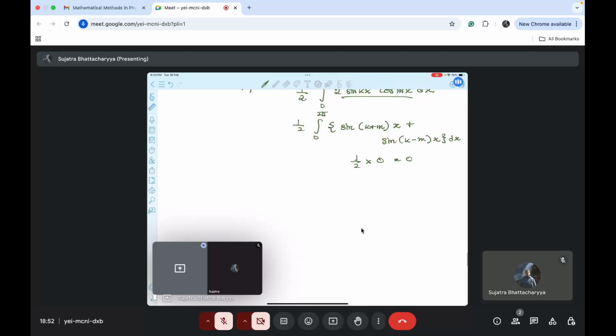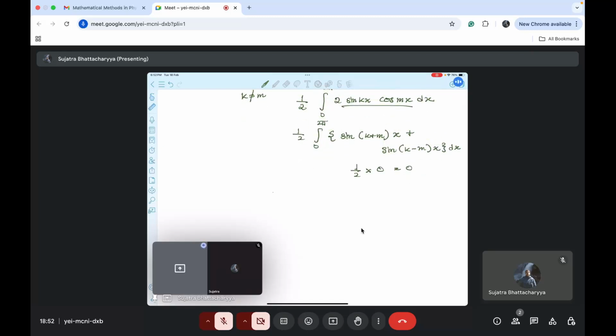So in both cases, you can see that the integral from 0 to 2 pi of sin kx cos mx is always equal to 0, irrespective of whether k is equal to m or k is not equal to m. In both cases, it will always be 0.